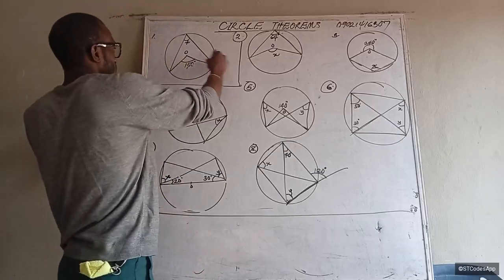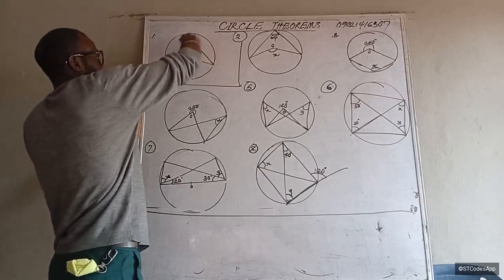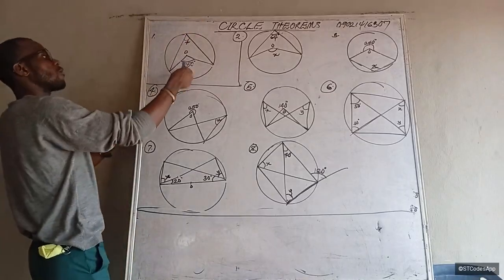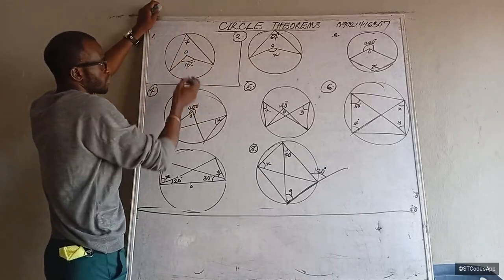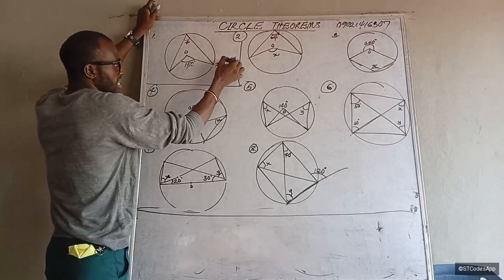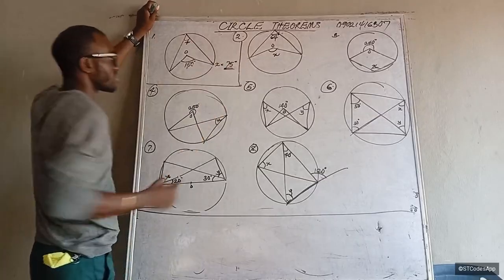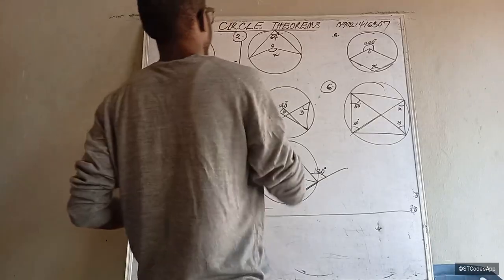So look at this arc. It's the one subtending this angle here, right? And it's the same arc that is obtaining this angle at the circumference. So the one obtained at the center will be double the one obtained there. What that means is that the one obtained there will be half of this. So x is definitely half of 150, which is 75 degrees. Is it clear? Very simple.